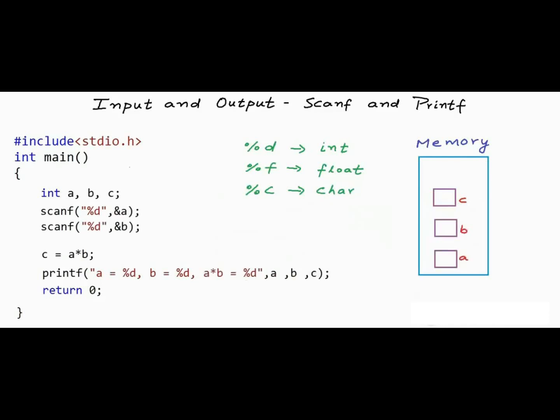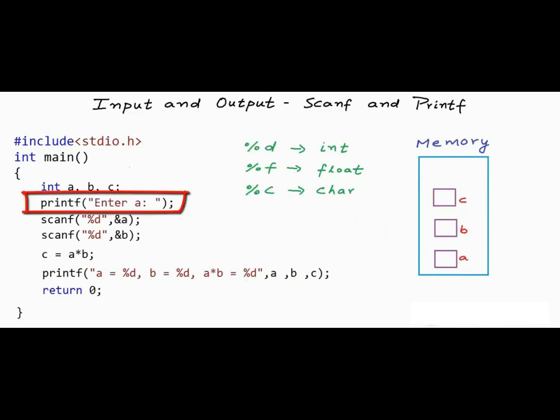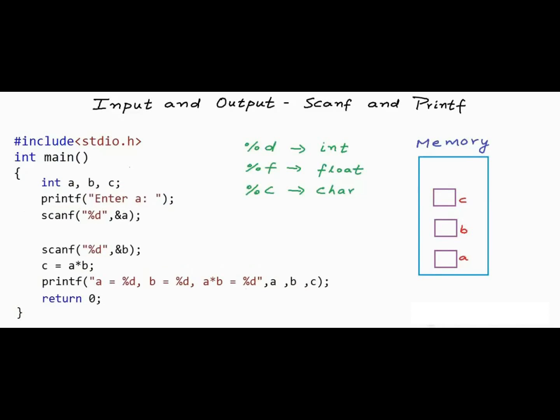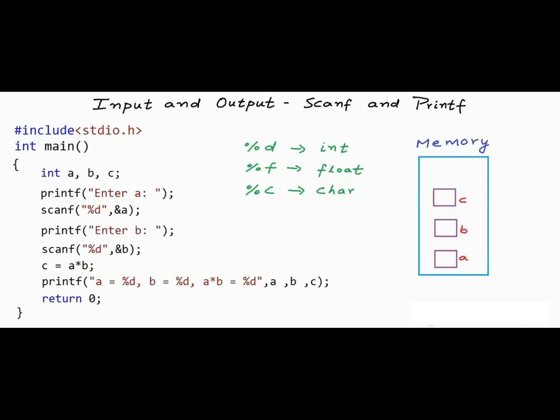So I'll revert back to two scanfs here. And now I want to do one more thing to make this program better. Before this first scanf, I want to write a printf saying enter A, and after the first scanf and before the second scanf, I want to write another printf saying enter B. Now let's run this program and see what happens.